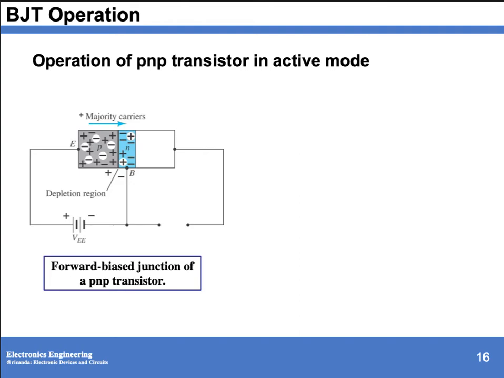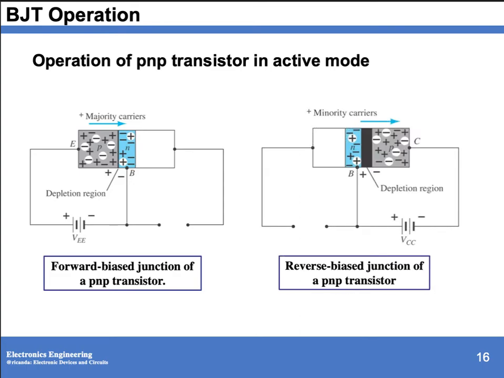Now, let us remove the base-emitter bias and consider this by putting a reverse bias from collector to base. As you can recall in your reverse-biased diode, the majority carrier flow is zero, resulting only in minority carrier flow.